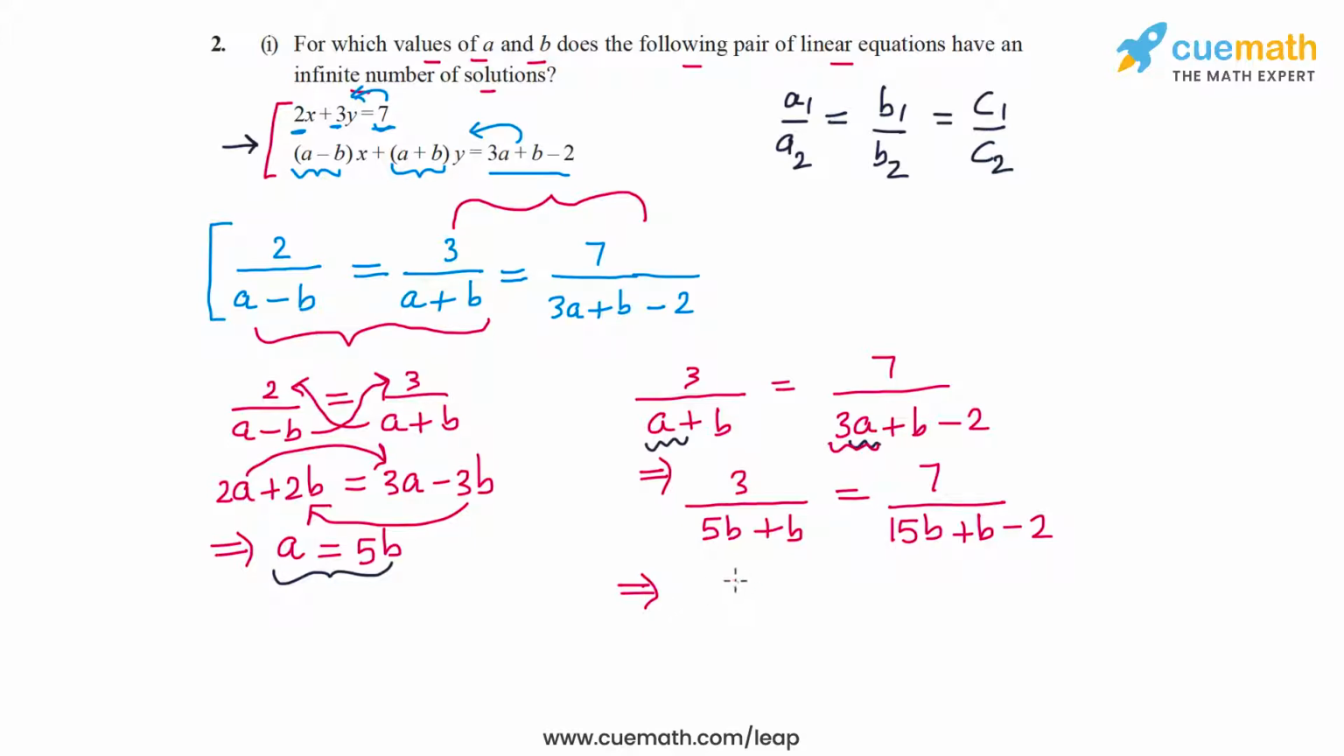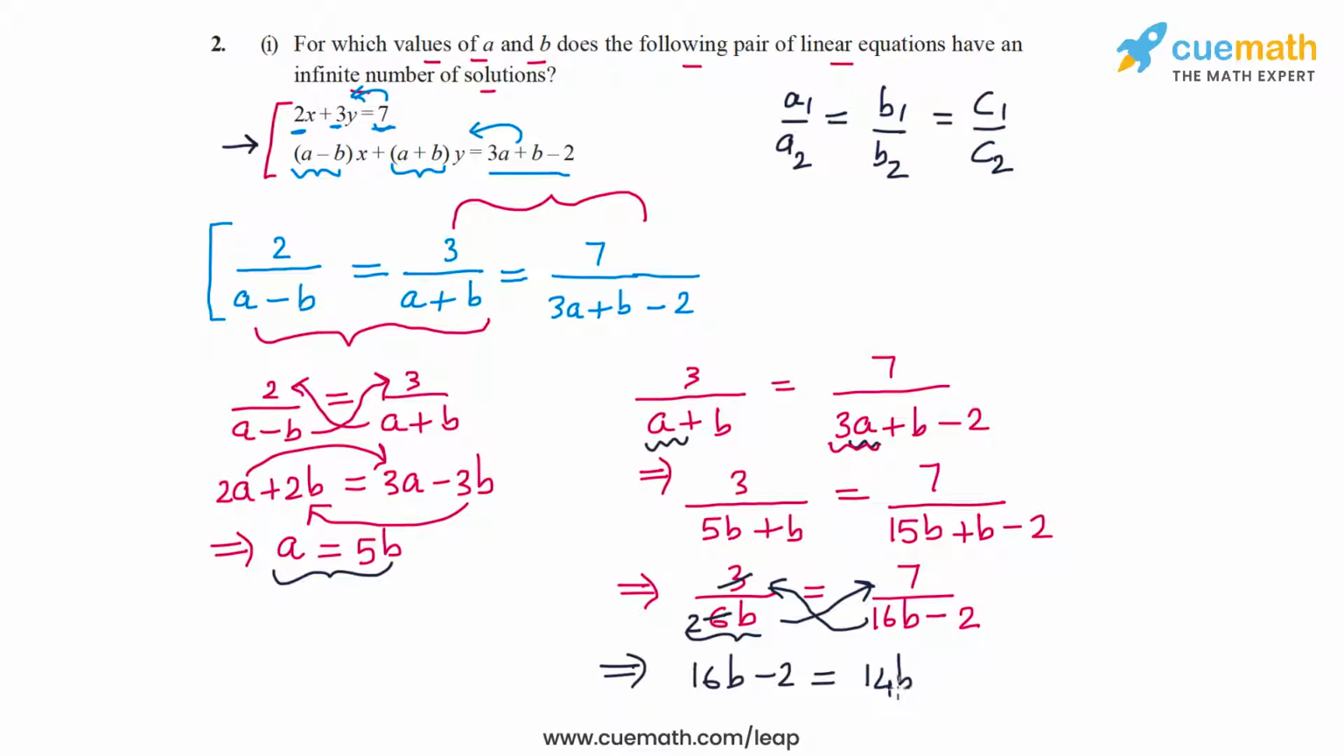And from here we get 3 by 6b is equal to 7 by 16b minus 2. Now let's simplify this. This 3 cancels with 6 to give 2. Now let's cross multiply: 16b minus 2 on the left side, equal to 2b going to the right side, multiplying with 7 to give us 14b. From here we get 2b equal to 2, or b equal to 1.